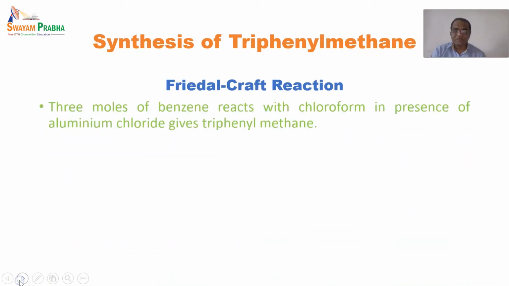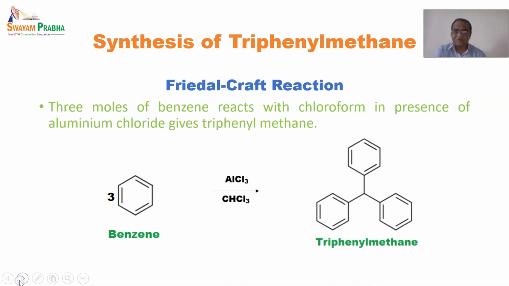First reaction, that is the Friedel-Crafts reaction. So triphenylmethane is synthesized by the Friedel-Crafts reaction. So how important the Friedel-Crafts reaction is, you might have realized, because in a lot of structures till now we have seen the Friedel-Crafts reaction. It has been a synthesis method for almost all the moieties. 3 moles of benzene react with chloroform in presence of aluminium chloride, giving triphenylmethane. So this benzene and Lewis acid, that is AlCl3, in presence of chloroform, gives triphenylmethane.